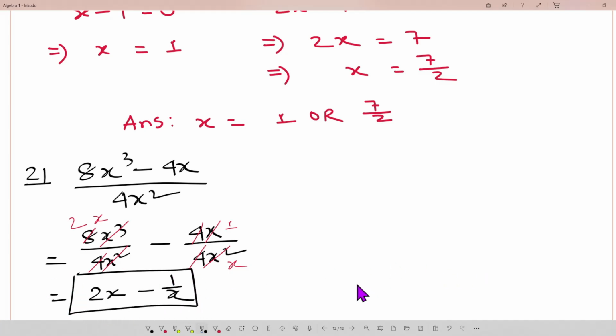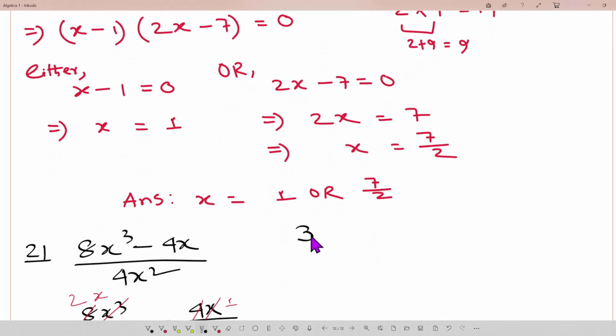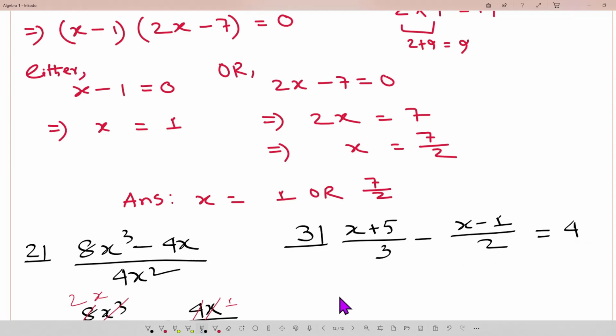So number 1 and 2 are done. Number 3. Solve for x. We can write this as (x + 5)/3 − (x − 1)/2 = 4.